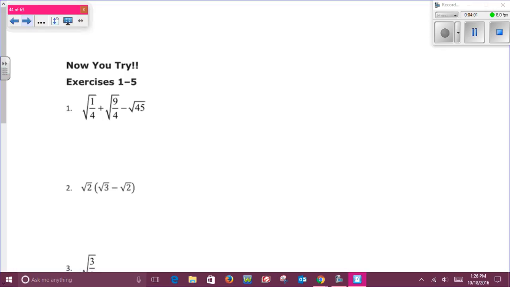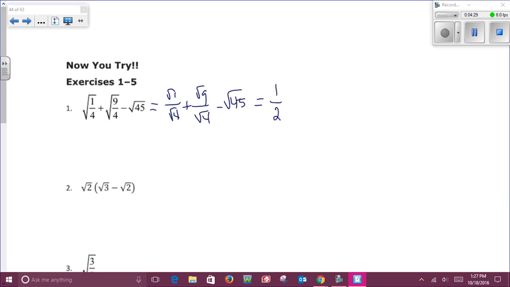All right. Then I get really excited here. Now you try. But we're going to do these together. So the first thing I need to do is simplify. When I have a fraction underneath the radical, I simplify the numerator and I simplify the denominator. So I have the square root of 1 over the square root of 4, plus the square root of 9 over the square root of 4, minus the square root of 45. So the square root of 1 is 1. The square root of 4 is 2. Plus the square root of 9 is 3 over the square root of 4 is 2, minus 45 breaks down to 9 times 5, so it is 3 radical 5.